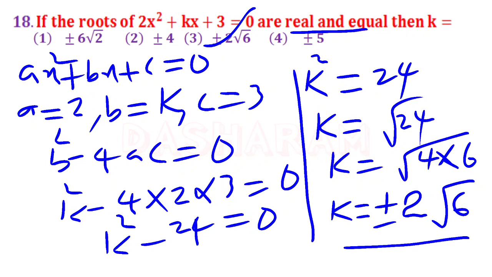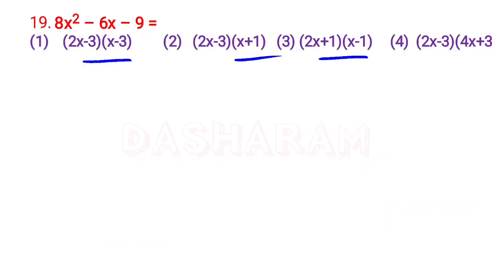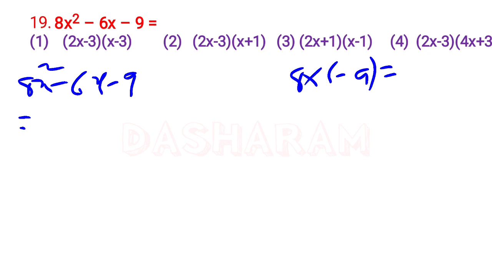19th question, 8x square minus 6x minus 9 equals 0. He gave 4 options. The 4 options are products of two different polynomials. That means indirectly we have to do the factorization of the given quadratic polynomial. So to do the factorization, let's do some rough work. Here x square coefficient is 8 and constant term is minus 9. Let's multiply them. 8 into minus 9 is minus 72. Now the x coefficient is minus 6. So write minus 6 as a sum of two terms.